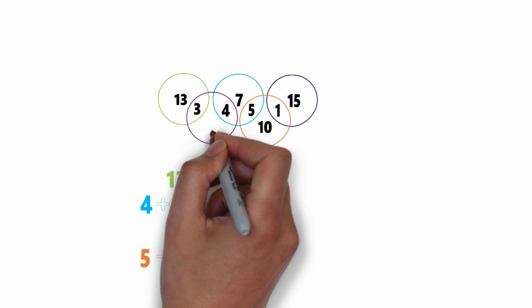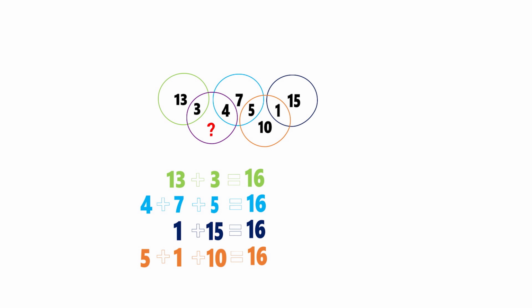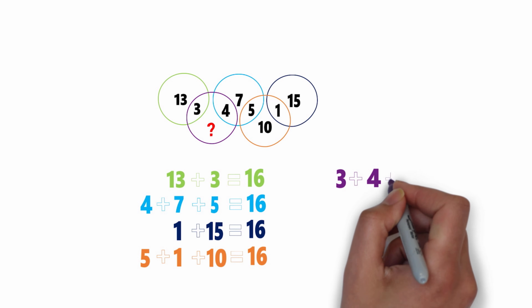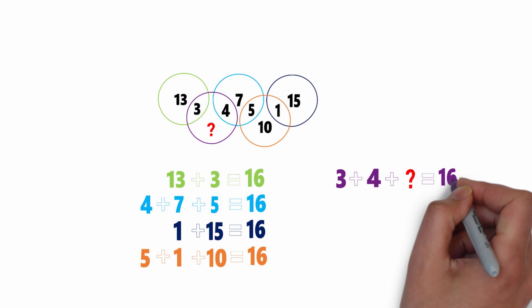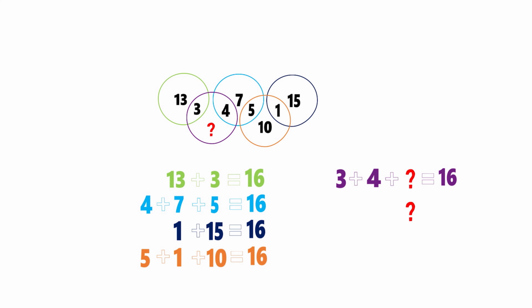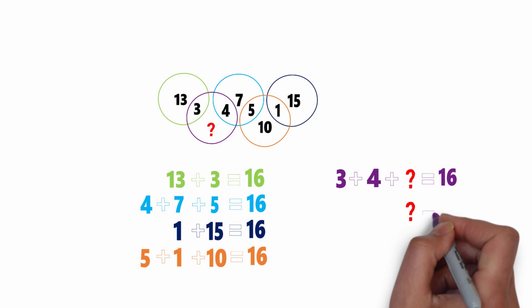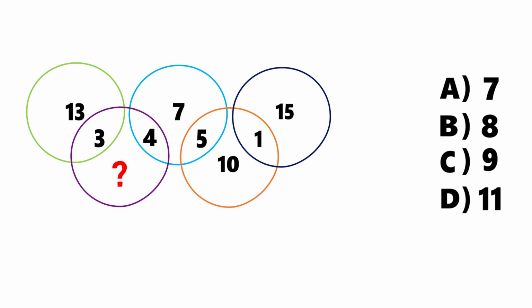So to calculate the question mark, which is the missing number, we need to add 3 plus 4 plus the question mark and make an equation to make it equal 16. After doing the calculation, you see that the question mark, the missing number, equals 9. So the correct choice here is choice C, 9. Hopefully you've nailed this question and now know how to answer similar problems in the test.